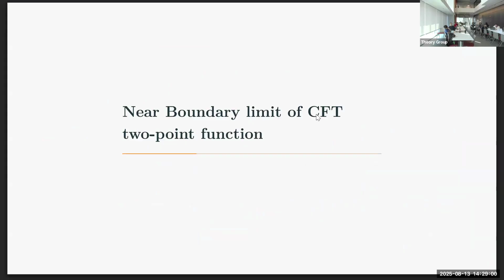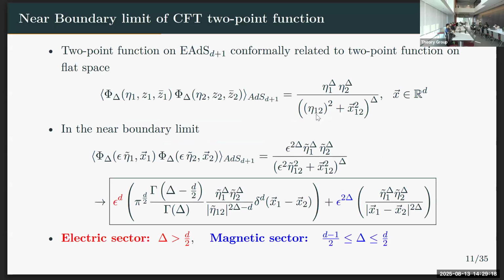Okay. So after we've talked about all these contractions of the group, what I want to show is this: if you have a 2-point function of a CFT on Euclidean AdS_{d+1}, and I take the near boundary limit, what happens to that 2-point function? And as you will see, it will just change the way it behaves. This is the expression for the 2-point function on Euclidean AdS_{d+1}.